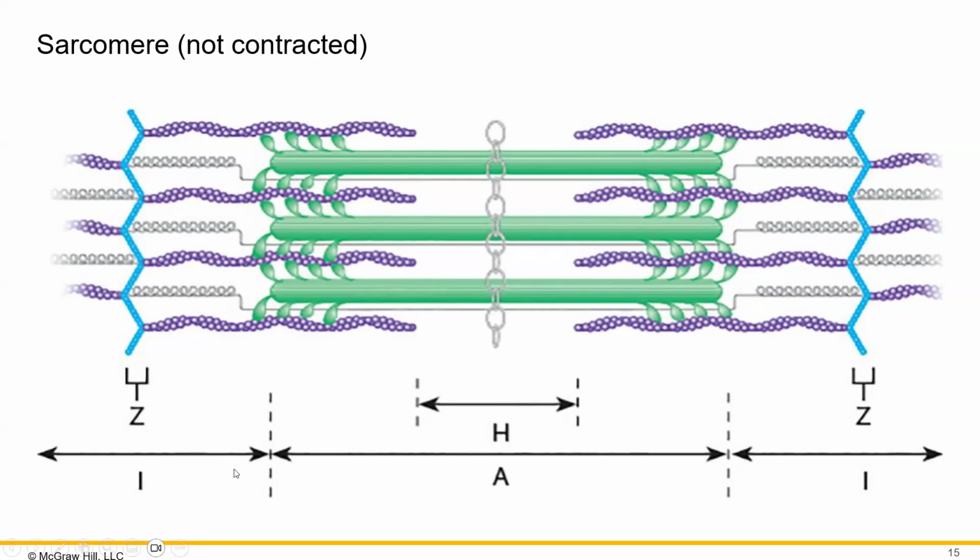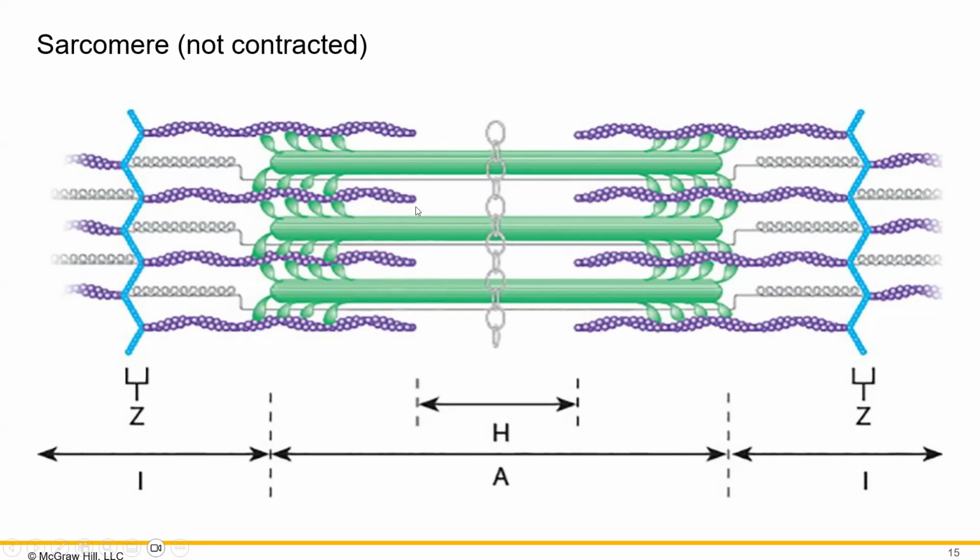Our I band here runs from the end of each myosin. If we kept going, we'd find another start of the myosin, the thick filament, over on this side. And so our I bands only contain actin and a Z disc. Our A band is where we get the overlap. So we have overlap of our actin and myosin. You'll see myosin has these golf club head looking extensions that we call heads, that we'll talk about, that attach to the actin. And so that's the entire A band.